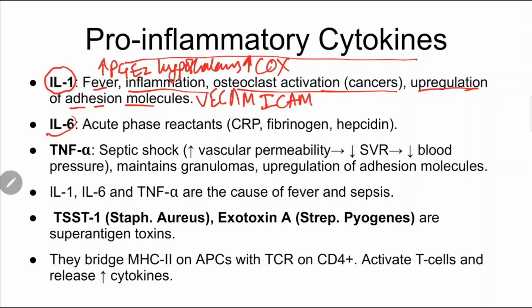Next, you have interleukin 6. Interleukin 6 is responsible for the formation of your acute phase reactants. Acute phase reactants are proteins or molecules that are formed by your liver during times of inflammation. So one such example is CRP, which is C-reactive protein, and this is done to measure whether the patient is going into inflammation or not. It's a very non-specific marker.